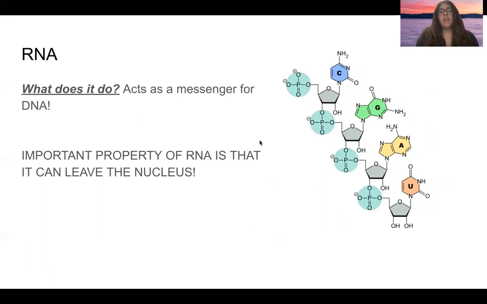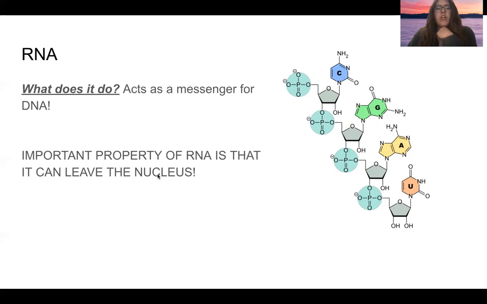So the purpose of RNA, why are we learning about this, is that it acts as a messenger for DNA. It also has other purposes, but what we should know is that it acts as a messenger for DNA. This means that RNA can leave the nucleus. DNA is made in the nucleus and is contained in the nucleus. RNA starts out in the nucleus, but it can leave the nucleus and go into the rest of the cell.